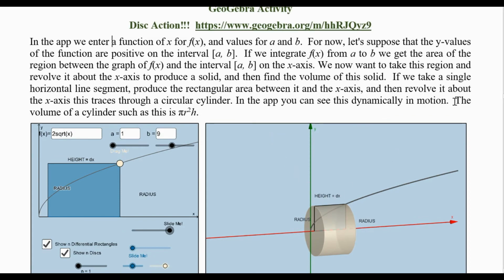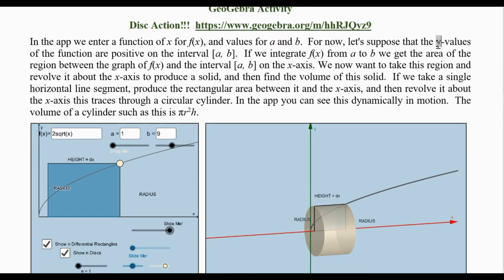In the app, we enter a function of x for f of x, the values for a and b. We do that over here on this window. And so there's the formula. We'll give it a and b. You can change a and b by the sliders or by the little boxes. And it's going to graph the function here. Okay. And then, well, I'll show you in the app what actually happens, sort of a step at a time.